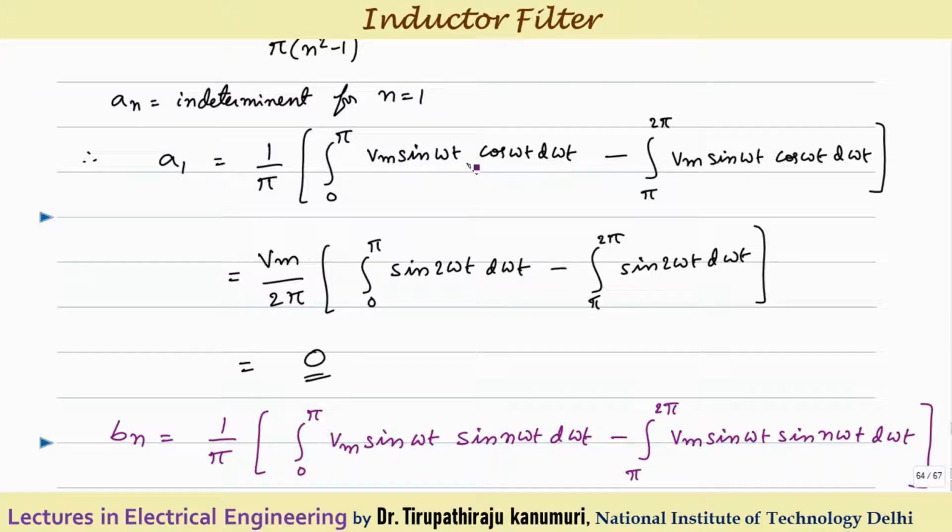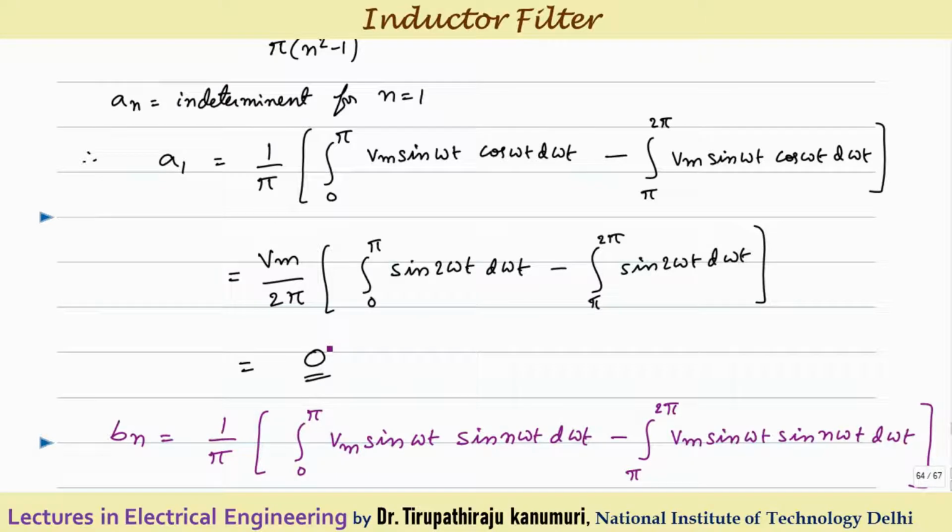So this is 2 sin A cos B. So this I can write as sin 2 omega t divided by 2. That 2 I have taken outside, V maximum also taken outside. This becomes V maximum by 2 pi, integration from 0 to pi sin 2 omega t d omega t, minus pi to 2 pi. Again same thing will repeat. So if you simplify it, you will get your answer as 0.